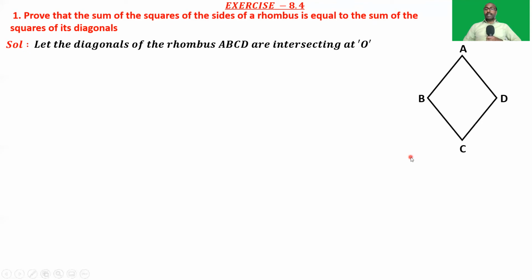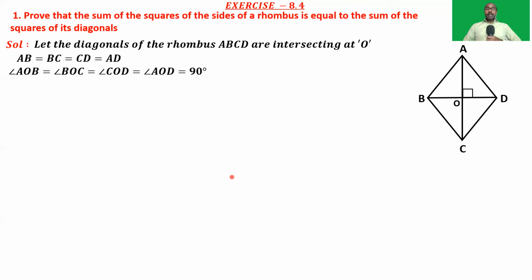Here ABCD is a rhombus and its diagonals AC and BD are intersecting at O. Now, as it is a rhombus, we have AB is equal to BC is equal to CD is equal to AD, isn't it? And also angle AOB is equal to angle BOC is equal to angle COD is equal to angle AOD is equal to 90 degrees, because in a rhombus, diagonals bisect each other perpendicularly.